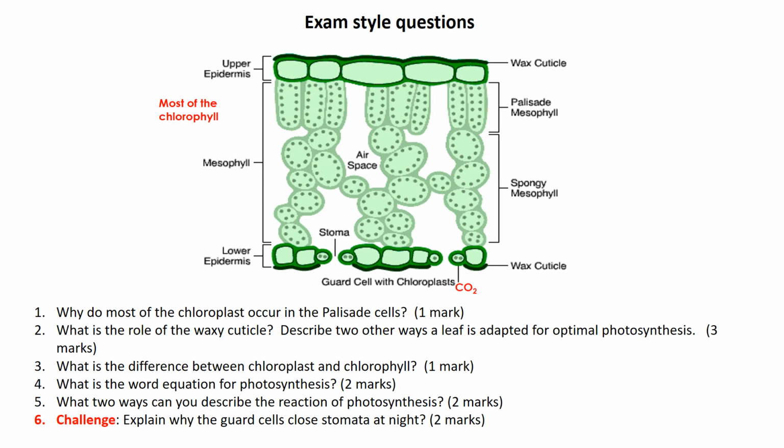Exam style questions. Why do most of the chloroplasts occur inside the palisade cells? Worth 1 mark. What is the role of the waxy cuticle? And describe 2 ways the leaf is adapted for optimal photosynthesis. What is the difference between chloroplasts and chlorophyll? What is the word equation for photosynthesis? What 2 ways can you describe the reaction of photosynthesis? And lastly, challenge for those of you in V1, 2 and W1 and 2, explain why the guard cells close the stomata at night.